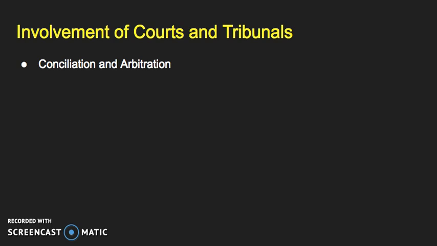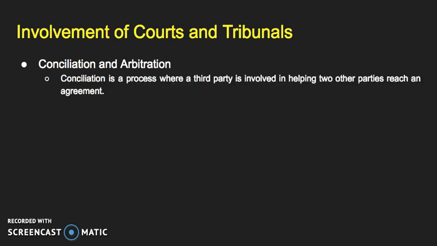We can look at here conciliation and arbitration. Conciliation is a process where a third party is involved in helping two other parties reach an agreement. The conciliation member calls a conference and attempts to help both sides reach an agreement. The member may require all parties to continue negotiations on some aspects, reduce the ambit of the dispute, or develop other strategies to resolve the dispute and then report back for another conference.